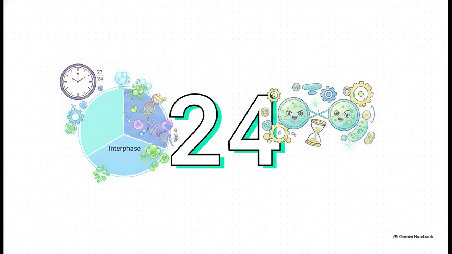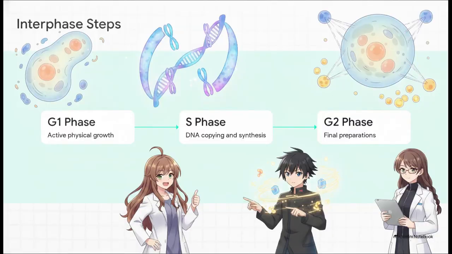But here is the truly astonishing part. Out of those 24 hours, the cell spends 23 of them entirely in interphase. That means 95% of the cell's life is spent just preparing, growing, and duplicating its internal wealth, rather than actually dividing. Interphase is broken down into three logical steps.